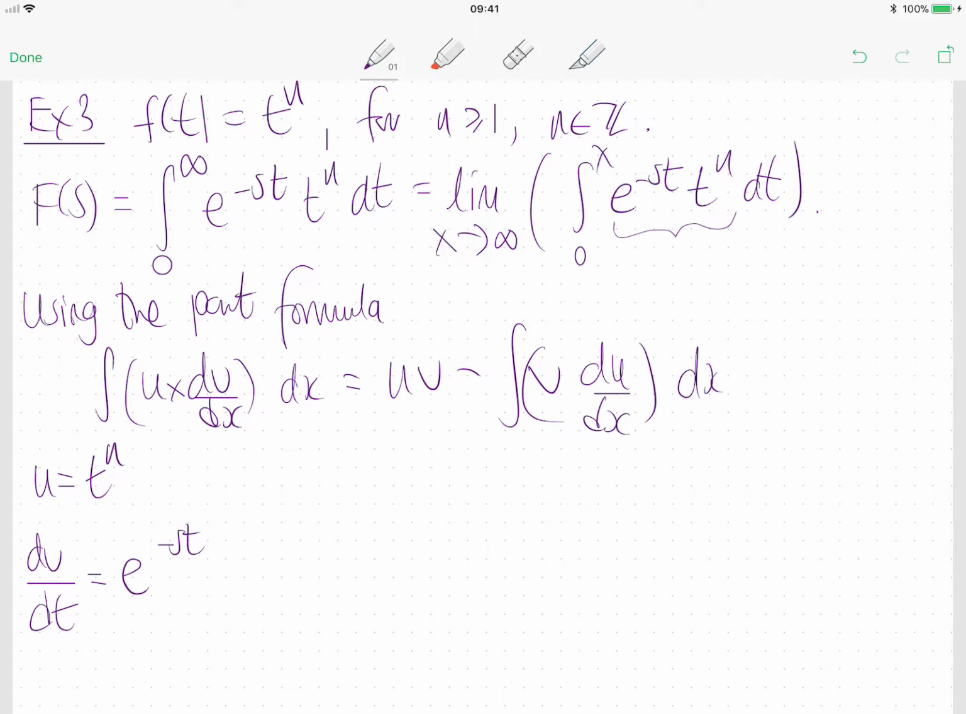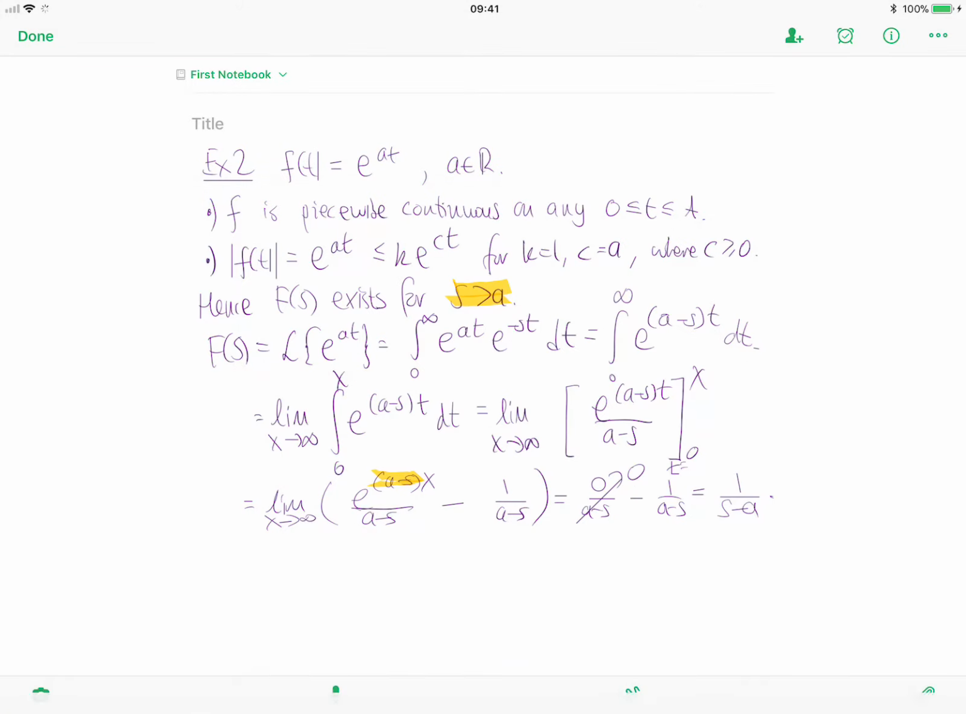Okay, so we want to put this into the parts formula. So we're going to need du/dt and we're going to need v. Okay, du/dt is n t to the n minus 1. To find v from dv/dt, we need to integrate. And this is just a standard integral. We need to divide by the number in front of t, which is just minus s. Okay, so let's do it. Let's put all this in, see what happens.